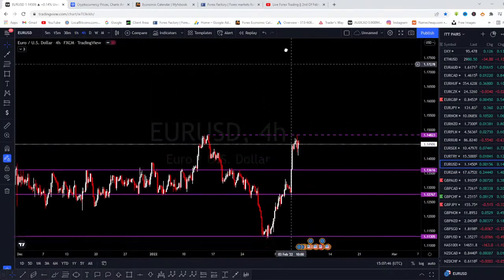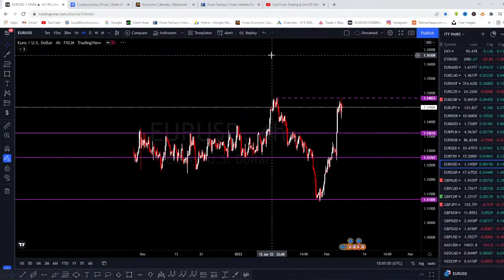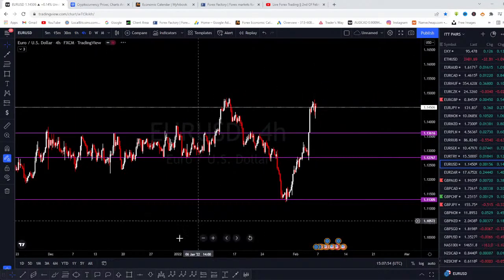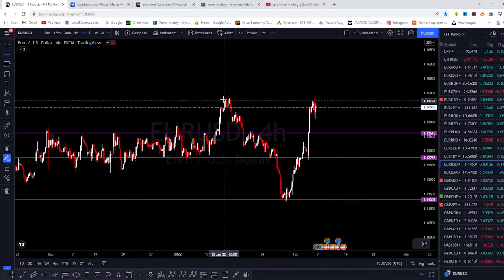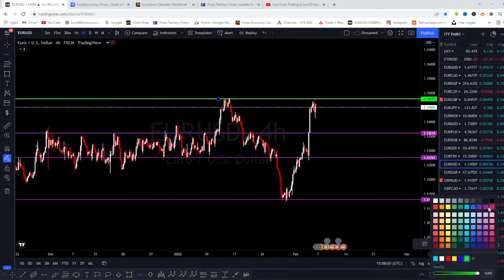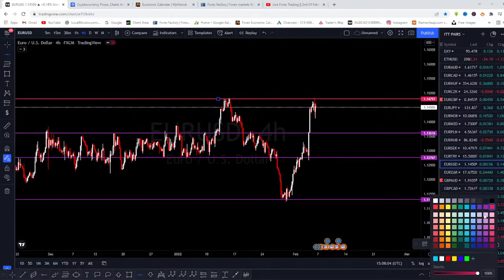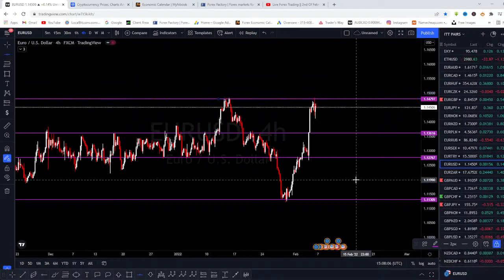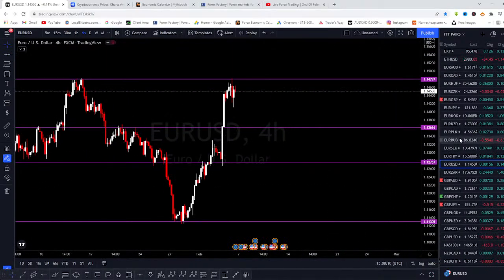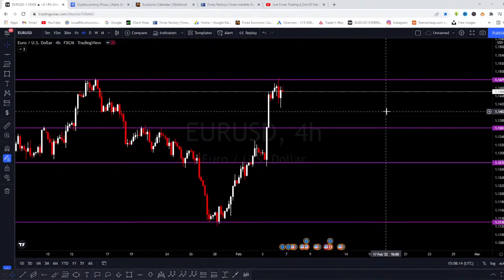This is 4 hour. I've already put my support and resistance, guys, so no need for me to be putting them again. I can remove this and put the complete horizontal line. What do you guys see over there? The first confirmation I see right now is what we refer to as a double top formation. I don't know if you guys are seeing it. Double top formation, that's what I'm seeing. That's the first confirmation.